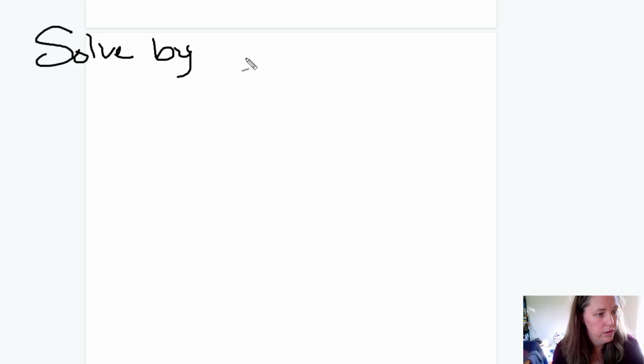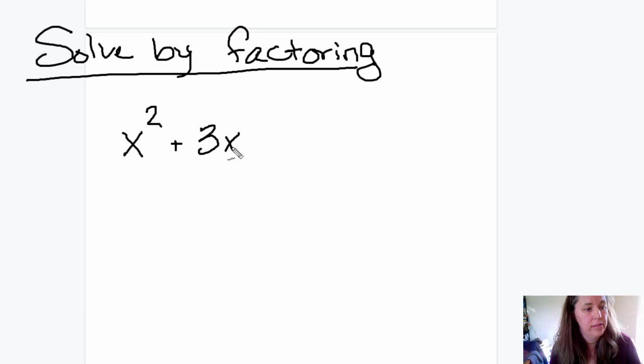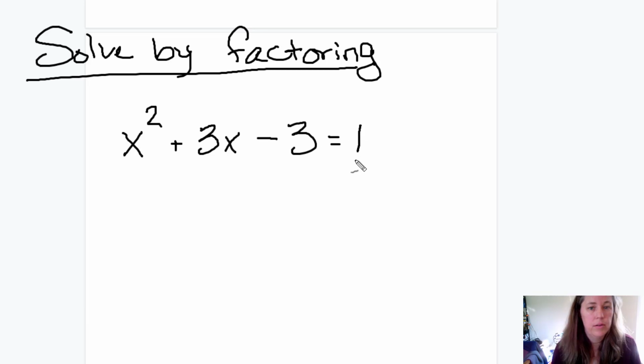Okay, then we also have solve by factoring, which hopefully you've gotten good at. Let's do x squared plus, let me pause and come up with one. Hold on. Okay, so we have x squared plus 3x minus 3 equals 1. Go ahead and pause and solve that by factoring, and then unpause and see how you did.